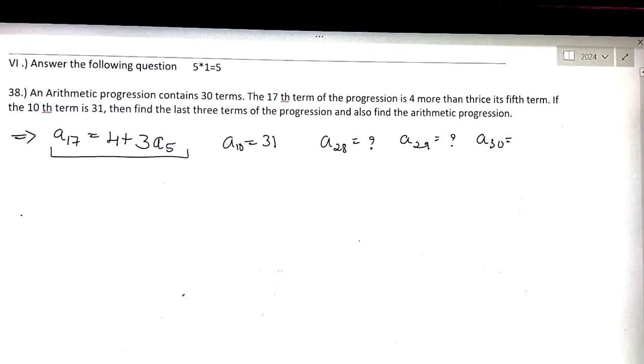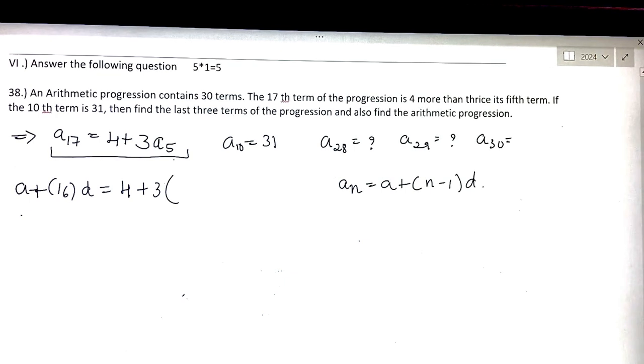A17 is equal to 4 plus A5. So now we know that AN is equal to a plus (n minus 1)d, the formula. So now we replace this formula in this equation. Then A17 will be a plus, when it is A17, what is the value of n? n is 17 here. That means 17 minus 1 is 16d, is equal to 4 plus 3 into A5.